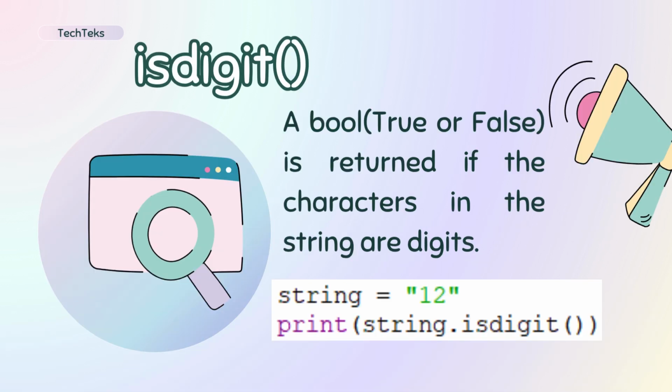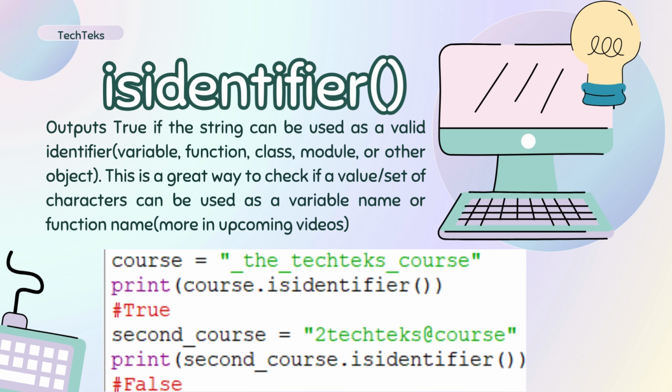The isdigit method. If the characters in the string are digits, then a bool, which is either true or false, is returned. So string equals "12". Obviously 12 is a digit, so string.isdigit will give you true. Now the isidentifier method. What this does is output true if the string can be used as a valid identifier.